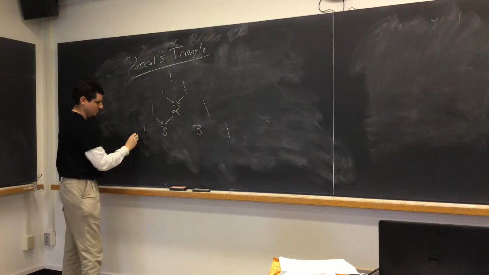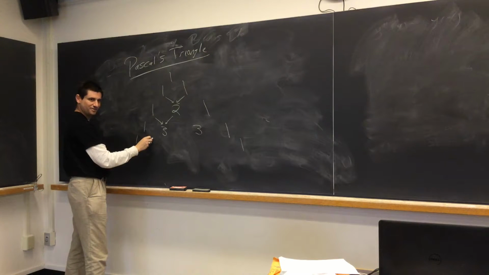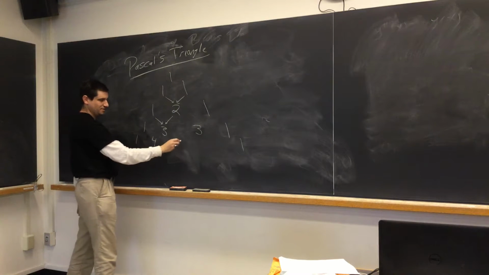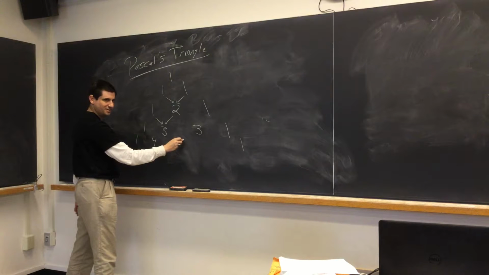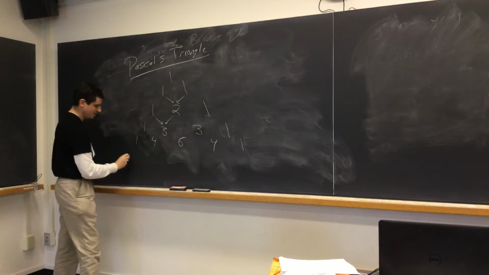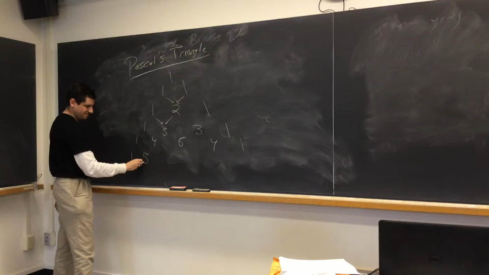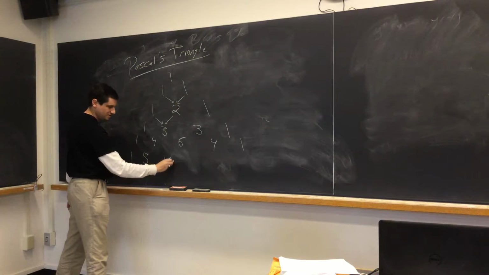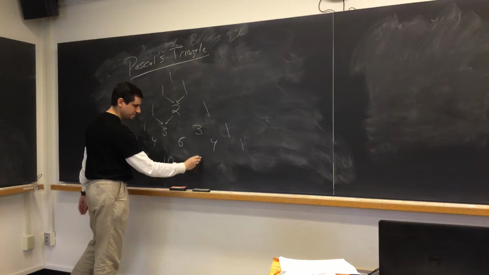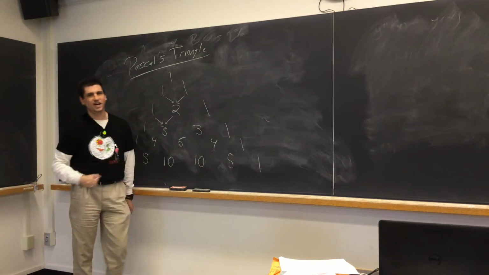All right, what's the next row? Start and end with a 1. So now what do I get here? What comes after 4? Which is 6. I will do one more row. What do I start with? Okay, 1. Okay, and so the pattern continues.